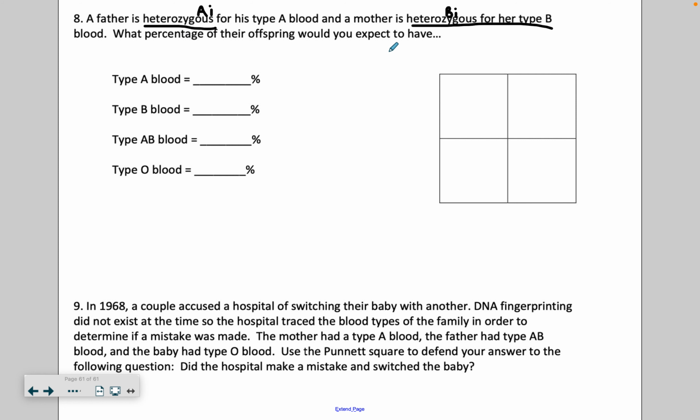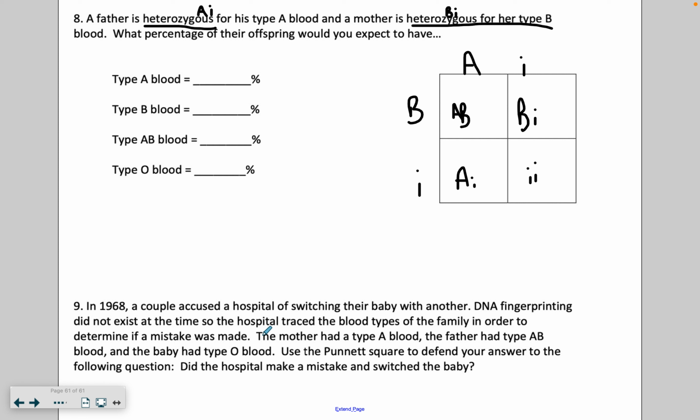What percentage of their offspring would you expect to have each blood type? And then I list all the blood types. So we're going to make a Punnett square. Big A, little i. Big B, little i. Fill in the Punnett square. Okay, so I got my Punnett square made, and now you just have to tell me the percent, not ratio, percent. So 1 square is 25%, so you just go ahead and fill in the appropriate percentages.